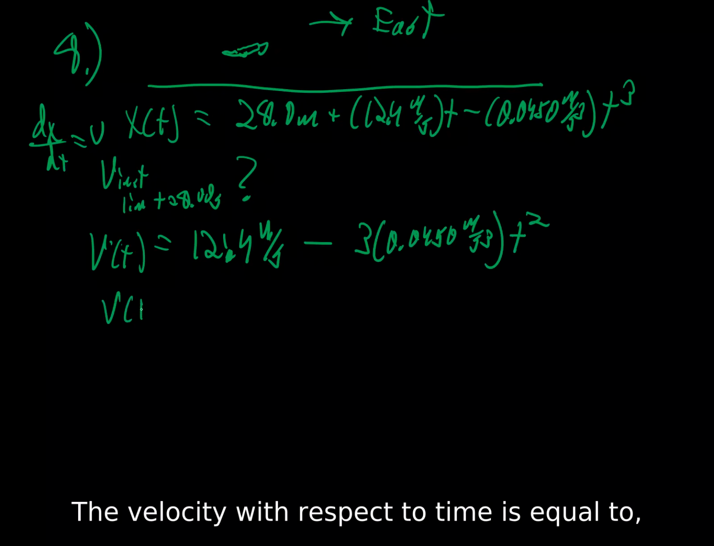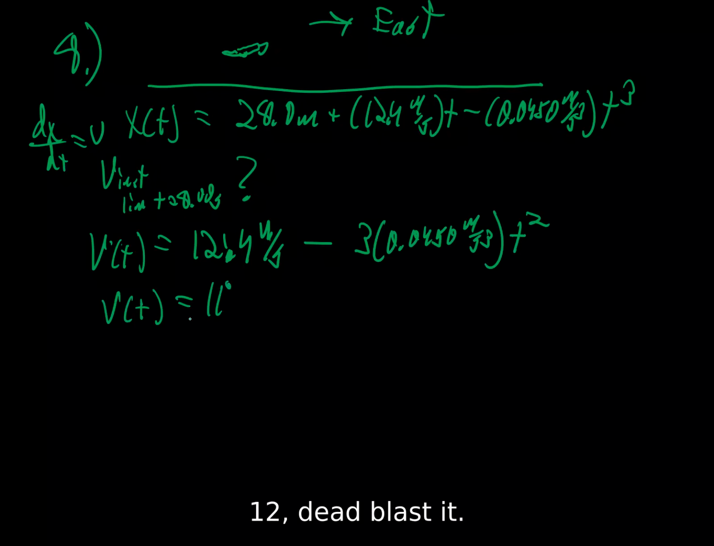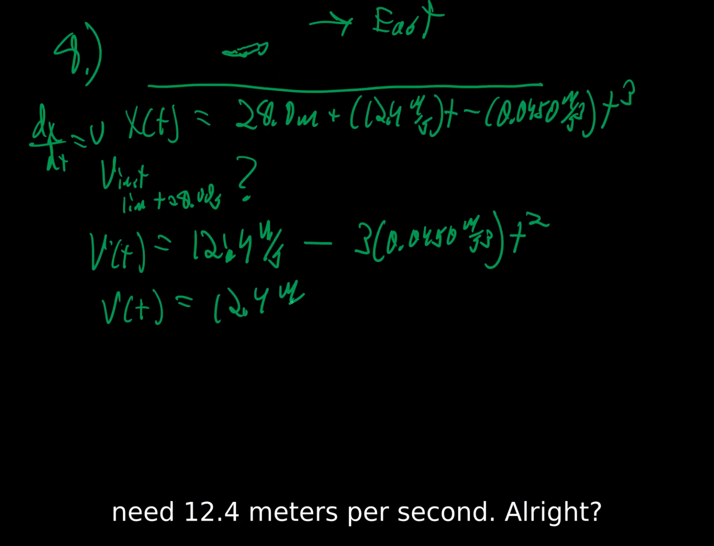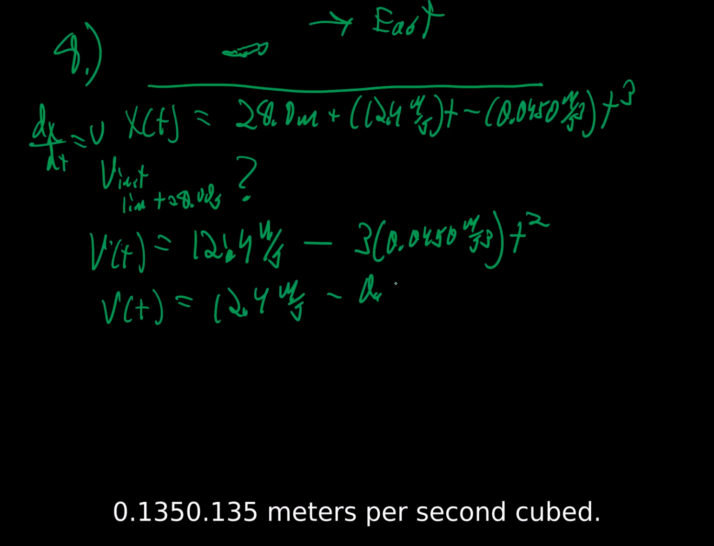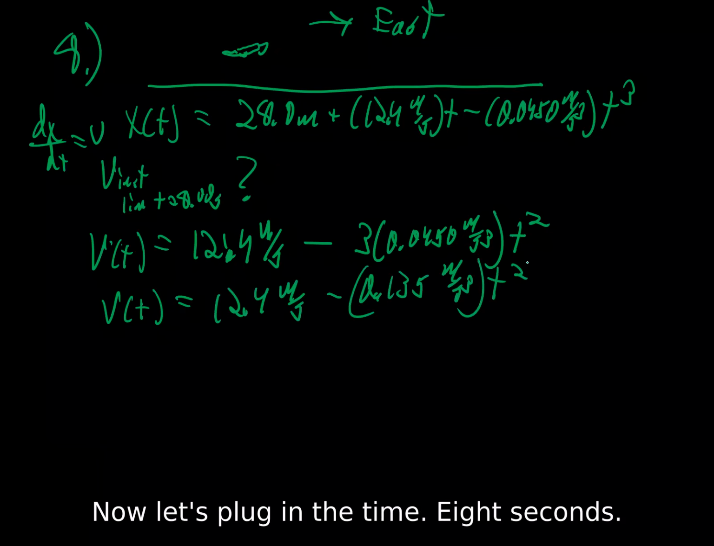Okay, so let's finish this out now. The velocity with respect to time is equal to, let me carry this on out. 12, dad blast it, I'm getting in a hurry. My bad. It's 12. I'm just all caught up in physics land. I'm telling you, 12.4 meters per second. All right, and 3 times that is what? 0.135 meters per second cubed, and that's t squared.